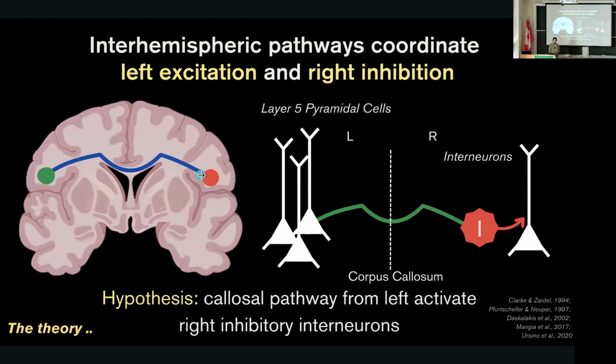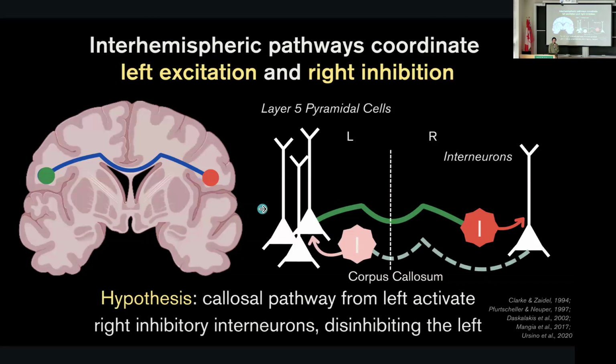And so based on the neurophysiology that we observed, we hypothesized that this is supported by a projection from the left pyramidal population that activates inhibitory interneurons in the right, which then reduces the activation from the right pyramidal population and the input back to the left inhibitory, forming this interhemispheric inhibitory loop.